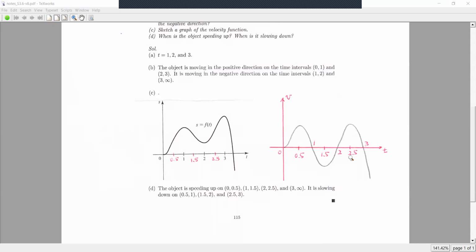Now, the last interval from 2.5 to 3, the graph of velocity is decreasing and is positive. So therefore, speed is decreasing. So over this time interval, the object is slowing down and is moving in a positive direction.